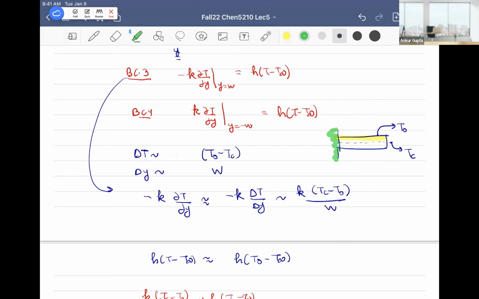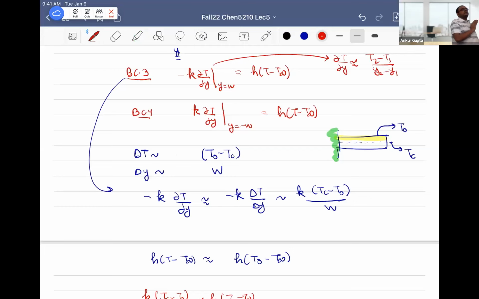So why did I choose delta T to be T naught minus T wall? That's because it's at a higher y. For delta T, I need the temperature at the higher y value minus the one at the lower y. When I take a derivative, I need to go from T2 minus T1 over y2 minus y1. Del T by del y. Does it make sense?